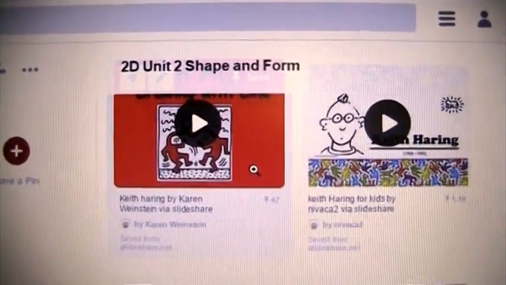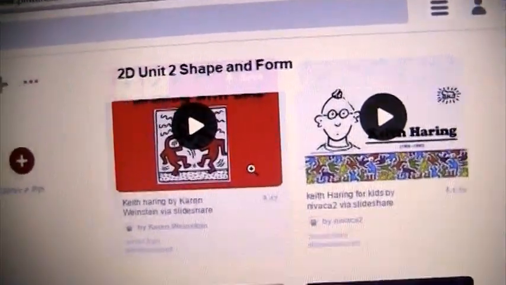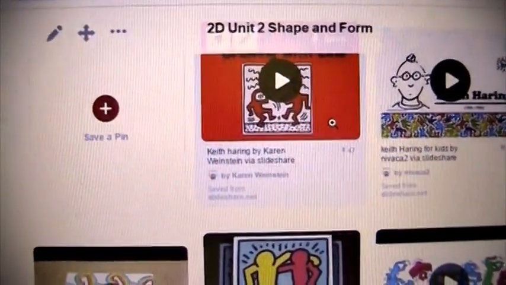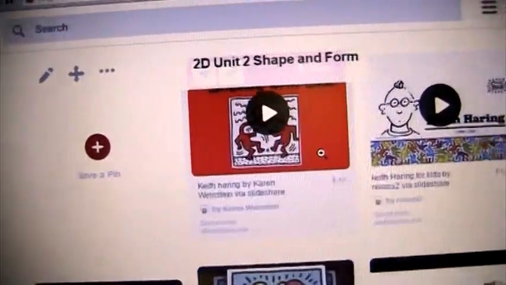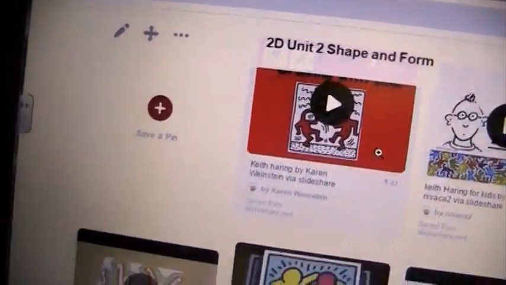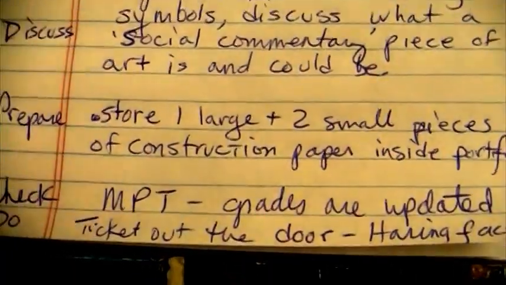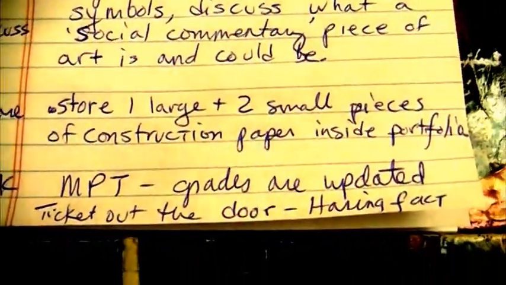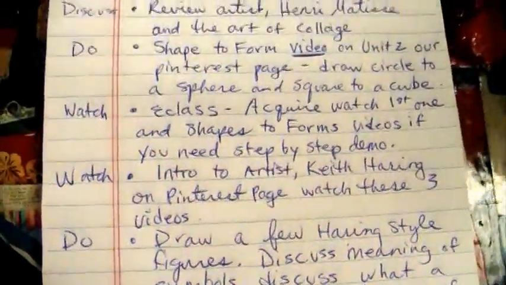We continued practicing Keith Haring's figures because we're going to be incorporating those into our assignment. And I checked their progress trackers. Their grades are all updated, and they checked them as well. And lastly, we did a ticket out the door, and they each gave me a Keith Haring fact, something that they learned that they didn't know before about Keith Haring.